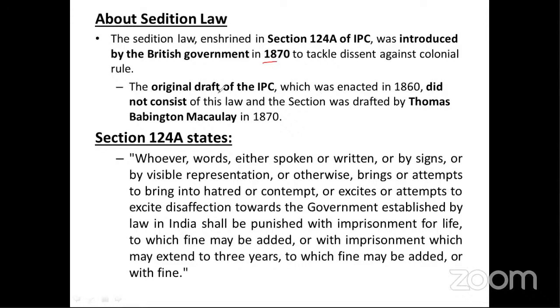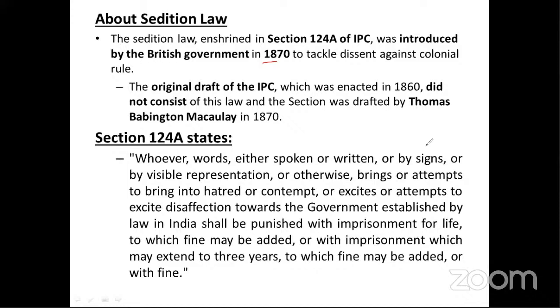Now, the original draft of the IPC was originally drafted by the British government in 1816. When it was drafted, there was nothing mentioned about sedition law, but it was because of Thomas Babington Macaulay. He was a very famous person, responsible for the introduction of Western education in India. So you read about the Macaulay report.